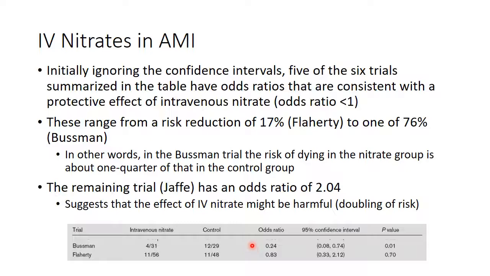And you can do that math yourself. It's pretty straightforward. So what you see is these range from a risk reduction of 17% in the Flaherty trial to one of 76% in the Busman trial. This means, in other words, that in the Busman trial, the risk of dying in the nitrate group is actually about 1/4 of that in the control group. And so you can see pretty wide-ranging odds here. In the remaining trial, the Jaffe trial, the odds ratio was 2.04. So this would predict that IV nitrate would actually be harmful. This could actually double your odds of dying if you were to receive IV nitrates.